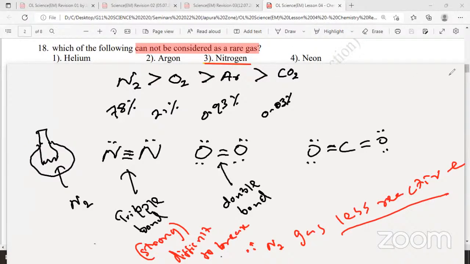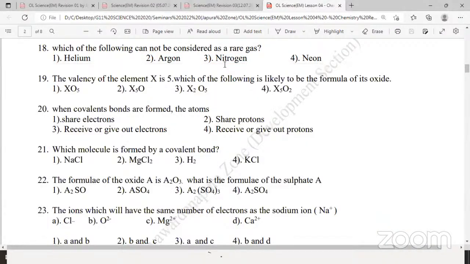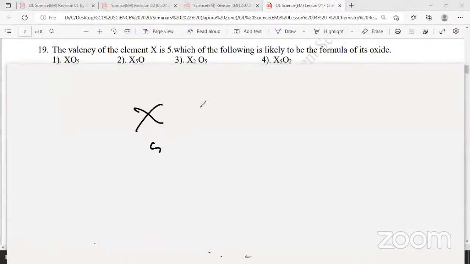Right. Now, question number 19, 19th MCQ. Just to interchange the valency is very easy. X valency given 5. Oxygen, oxide. What is oxide? Oxide is O2 minus. So the valency will be 2. Therefore, when you interchange, you get X2O5.